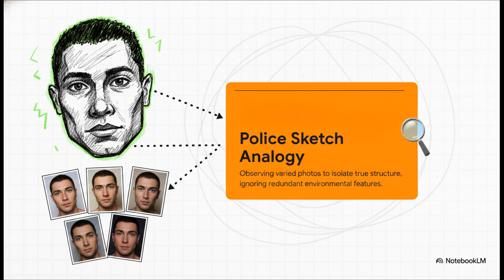But if you give that exact same sketch artist 5 different photographs of the suspect, maybe one taken in bright, clear daylight, one taken inside a softly lit cafe, one taken from a low angle, and one taken with a harsh camera flash, the artist's brain does something remarkable. It triangulates. It observes all the variations across the photos. It actively ignores the changing environmental features like the lighting and the composition, and it deduces the unchangeable, true bone structure of the face. This is exactly the role of the cross-pair consistent loss. It provides the neural network with multiple varying reference images of the exact same subject, forcing the model to deduce what is truly intrinsic and what is just redundant stylistic noise.